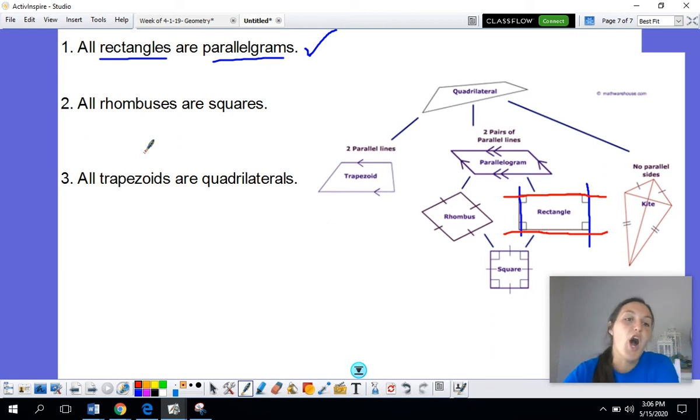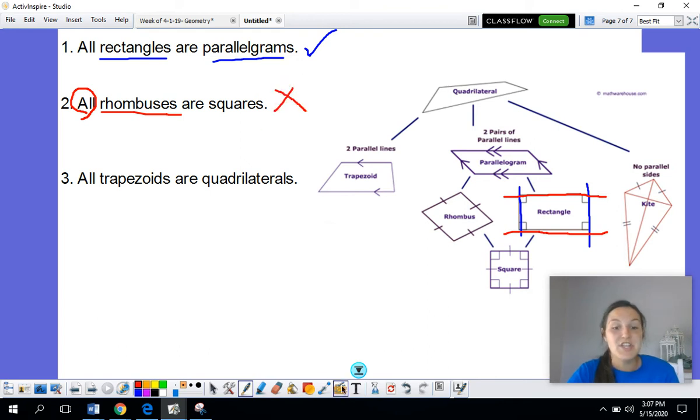Number 2, all rhombuses are squares. So first I need to locate my rhombus, which is right here. All rhombuses are squares. So I look and the rhombus is on top compared to the square. That doesn't mean that's true. All rhombuses don't have to be squares because what makes a square is those 90-degree angles. And a rhombus doesn't always have those 90-degree angles. So that word all makes this untrue.